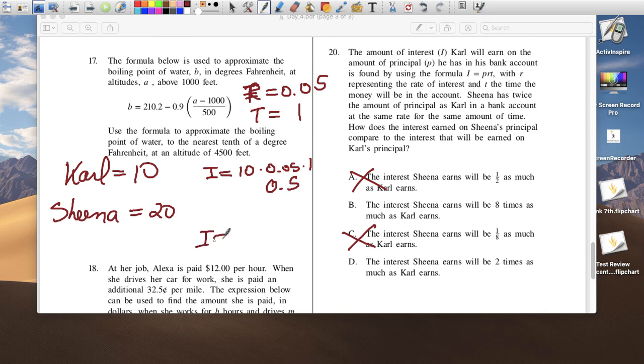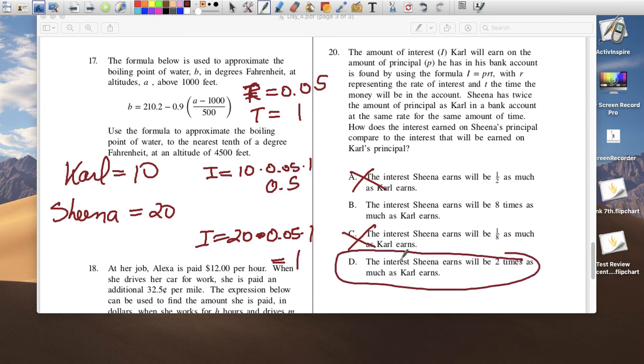Sheena puts $20, also at interest rate 0.05 times 1 year. 20 times 0.05 times 1 equals 1. So after 1 year, she makes a whole dollar. So how much does Sheena make? At the end of the year, she made twice as much as Carl earned.